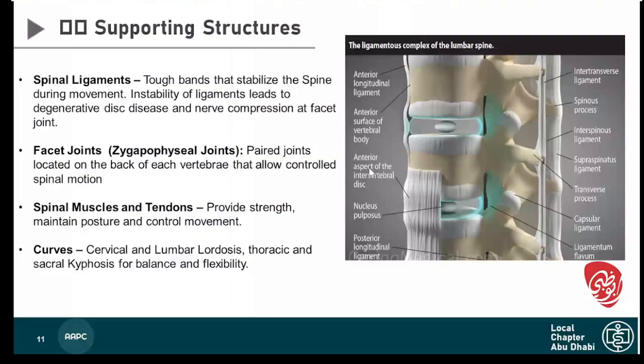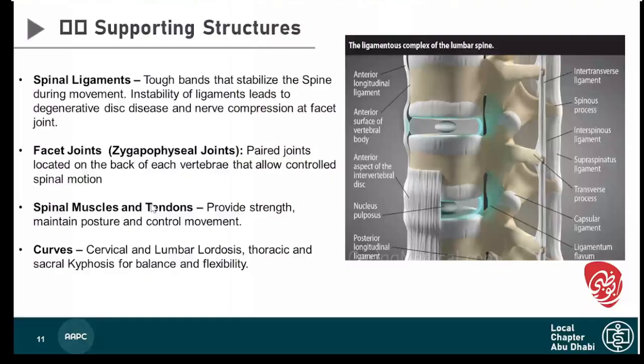Okay, here we can see some spinal ligaments: the interspinous ligament and the supraspinous ligament. Okay, next one, facet joint. What is the function of this facet joint? Facet joints are paired joints located on the back of each vertebra that allow controlled spinal motion.